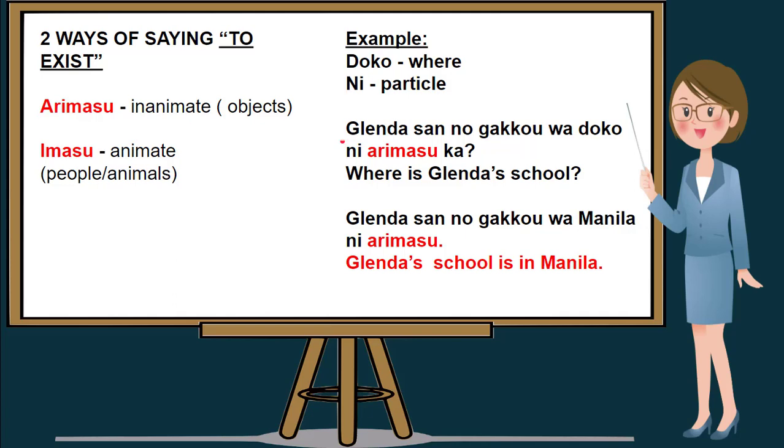Let's try to read these examples once again. Please repeat after me. Glenda-san no gakko wa doko ni arimasu ka? In English, where is Glenda's school? If we try to answer this example in Nihongo, it will be Glenda-san no gakko wa Manila ni arimasu, or in English, it means Glenda's school is in Manila.